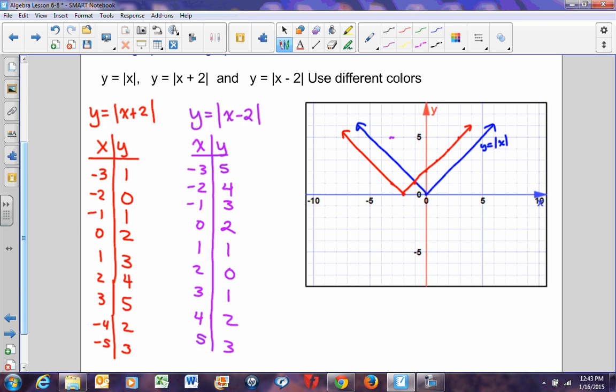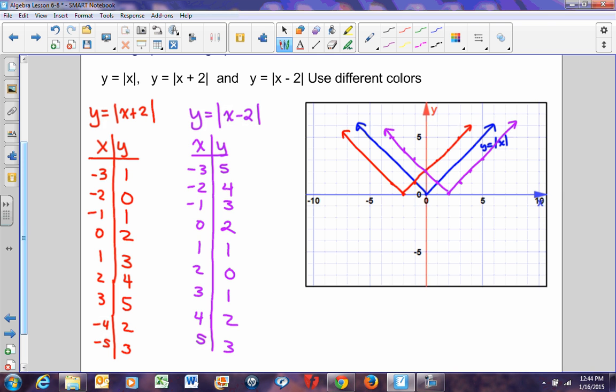Right there. -2, 4. -1, 3. 0, 2. 1, 1. And 2, 0. And then 3, 1. 4, 2. And 5, 3. So it's not a giant check mark after all. It just happens to be the same graph, but it moved again.